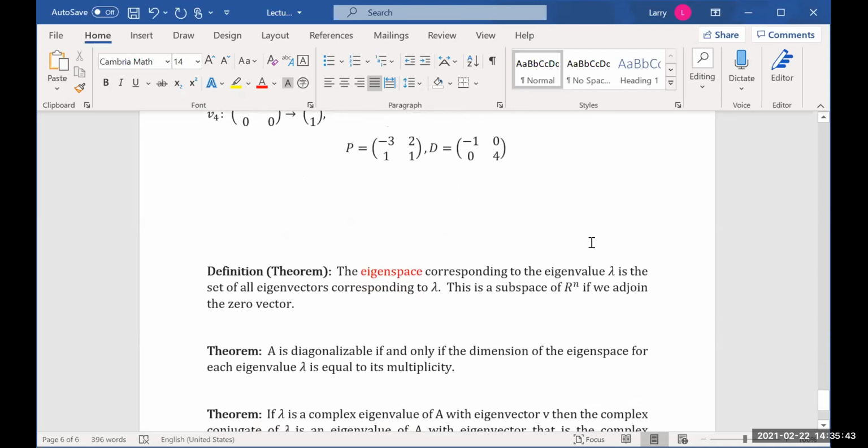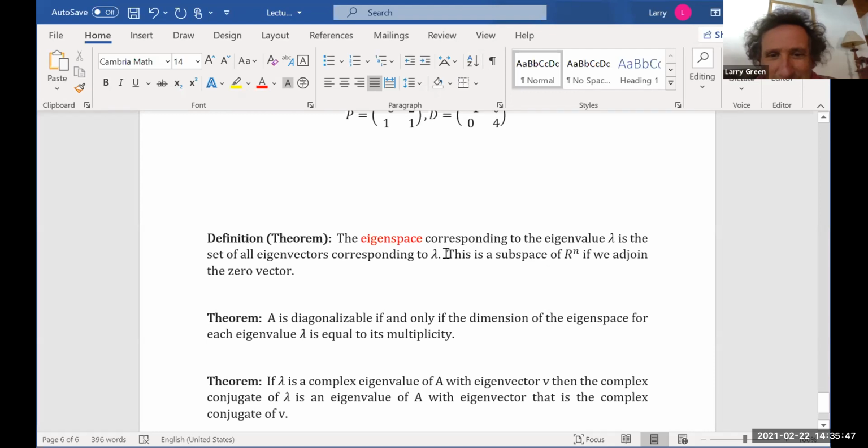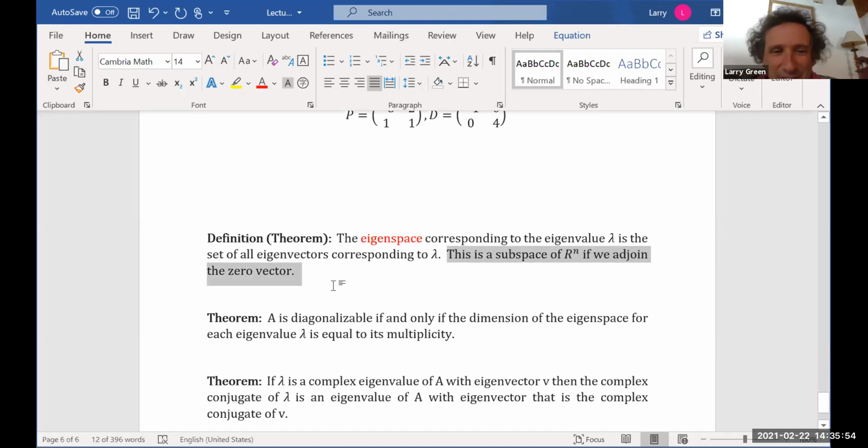Does it contain the 0 vector too? Well, it does because I wrote this. So it's a subspace if we adjoin the 0 vector. Do you see?